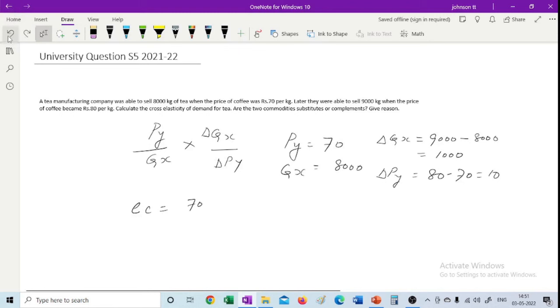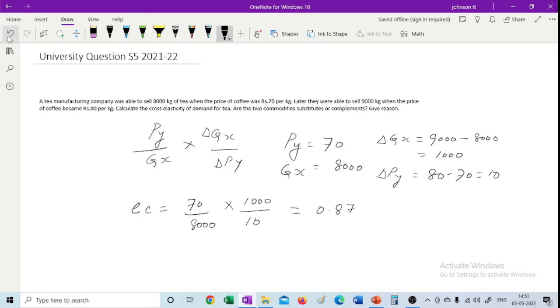So EC is equal to 70 divided by 8000, multiplied by delta Q, that is 1000, divided by delta Py, that is 10. While solving, you will get 0.875. So in this case also, the cross elasticity of demand is positive. Since it is positive, we can say tea and coffee, these two commodities, are substitute goods. The reason is the cross elasticity of demand is positive.